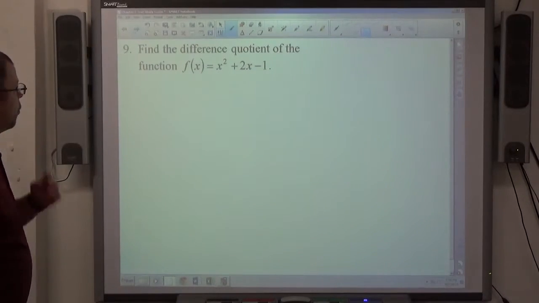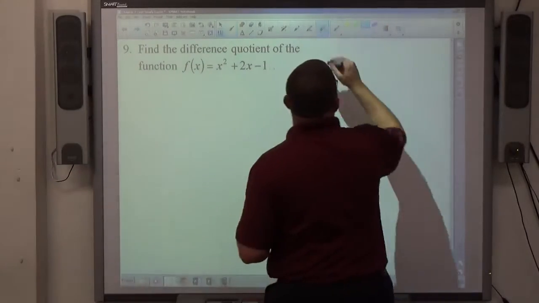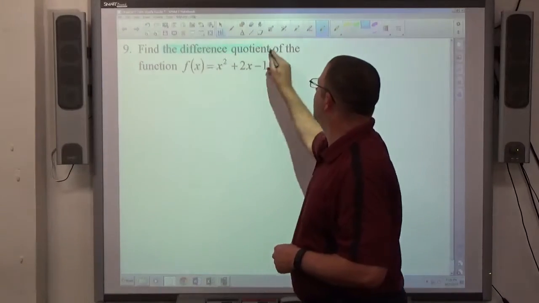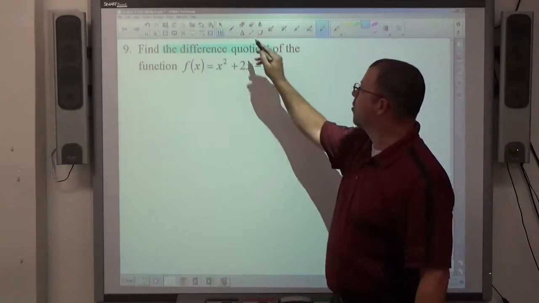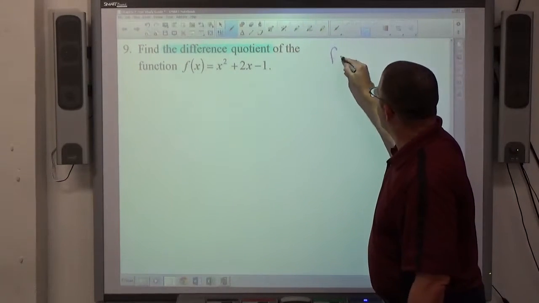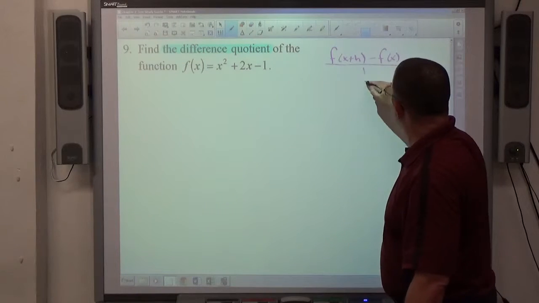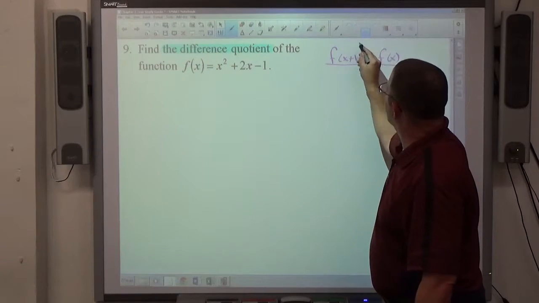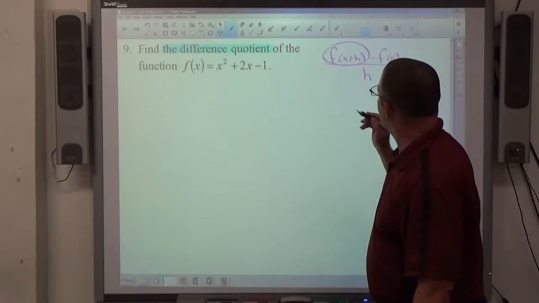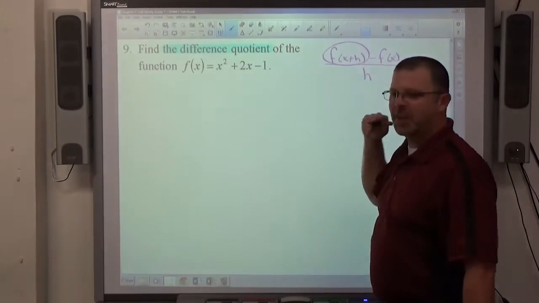Number 9, difference quotient. Okay, you do have to remember what a difference quotient is. I'm not going to give you this on the test, so it's just a matter of remembering the difference quotient is f of x plus h minus f of x all over h. F of x plus h is the only thing that you don't know. All right, f of x is the function, h is h.